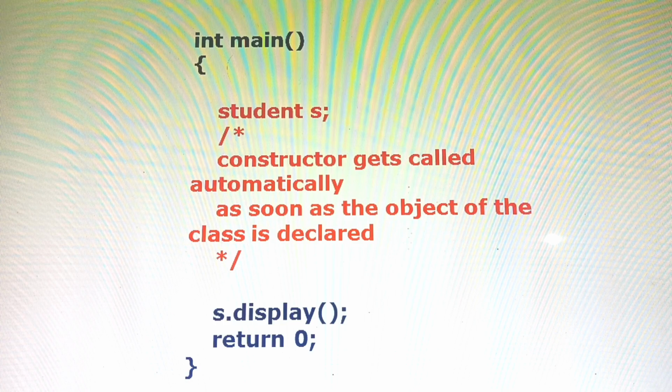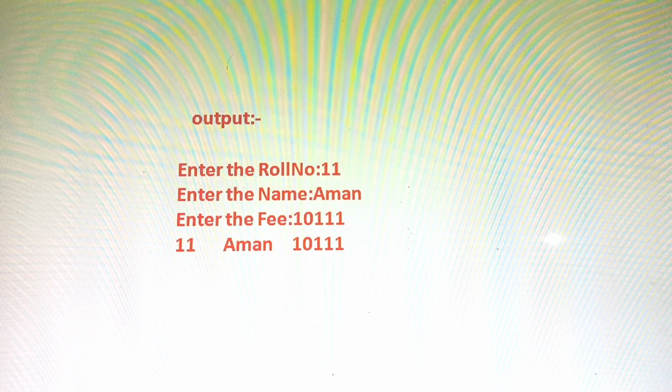Then we will see, after the execution of the program, what output is displayed on the screen. See the output: the prompt statement for roll number, give the value for roll number; enter the name, give the value for name; then the last prompt statement, enter the fee, give the value for fee, and it displays the details. That's how we can do the program with the constructor defined inside the class. Next is the constructor definition outside the class, which we can see now.